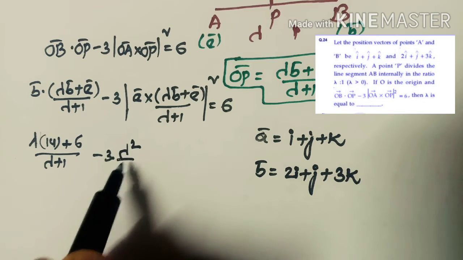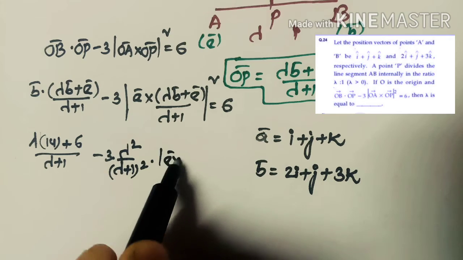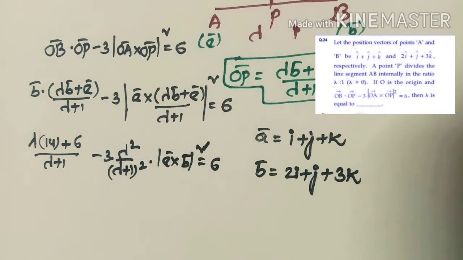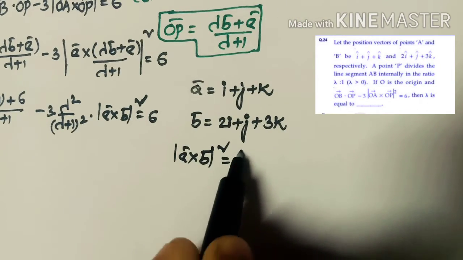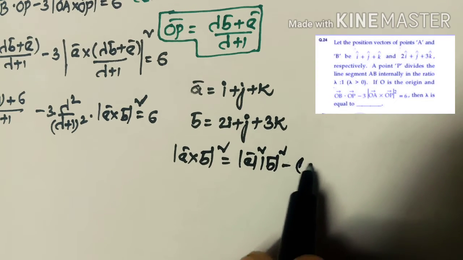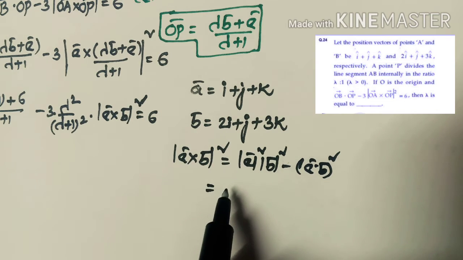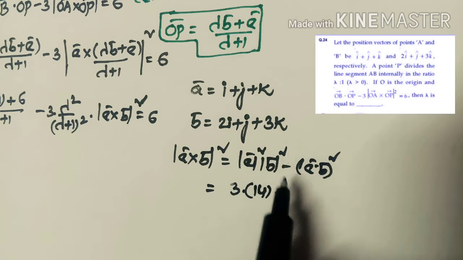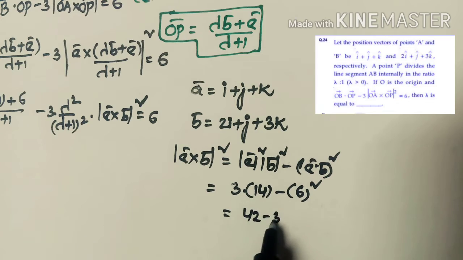Taking the square of this term, lambda square by lambda plus 1 whole square into the remaining value, which is mod A cross B whole square, equal to 6, since A cross A is equal to 0. And what is the A cross B whole square value? The formula is mod A square mod B square minus A dot B whole square. Now replacing the values: mod A square, root 3 whole square, 3, into mod B square, root 14 whole square, 14, minus A dot B, 6, whole square. So this is 42 minus 36, which is equal to 6.